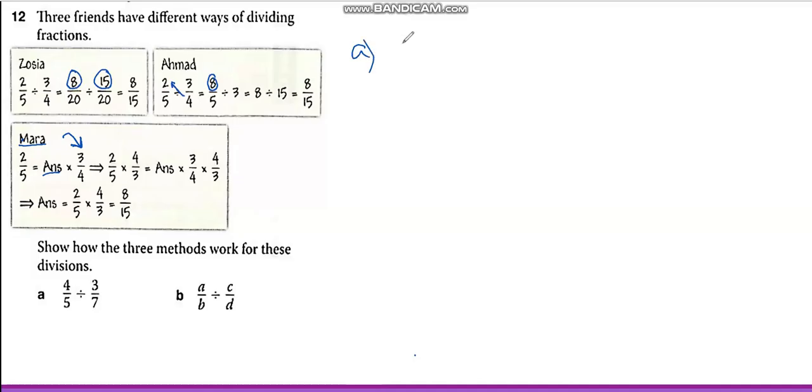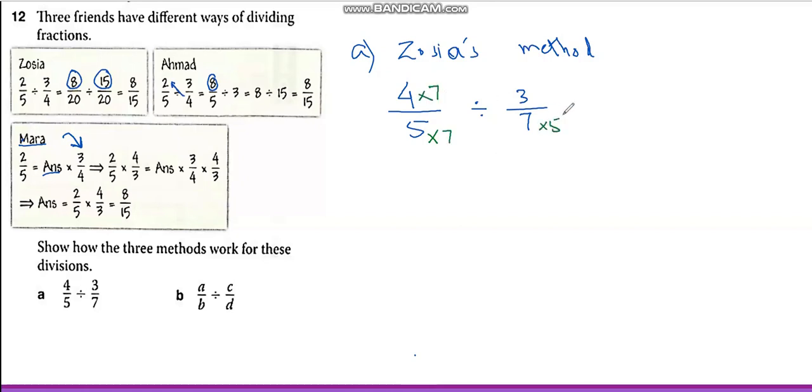First of all, if we apply Zosia's technique, we can first make the denominators the same. The common denominator should be 35. So let's multiply both fractions: 5 times 7 is 35, and we do the same thing on the top, and 7 times 5 is 35, and we do the same on the top. We get 28 over 35 divided by 15 over 35. Then we cancel the denominators.